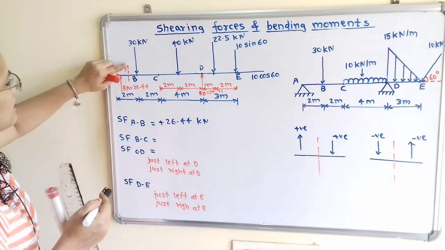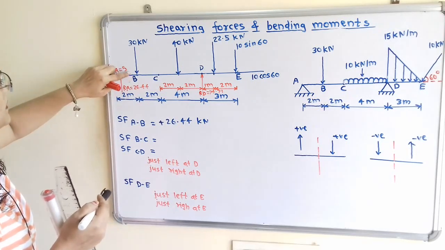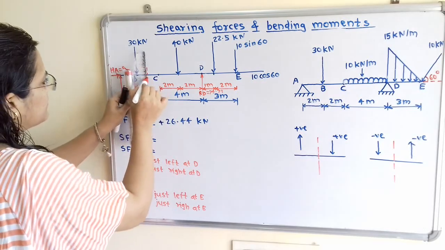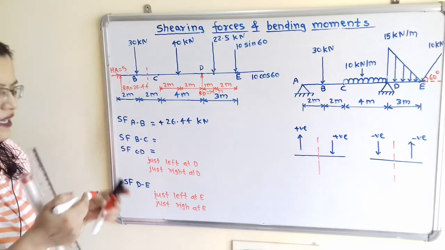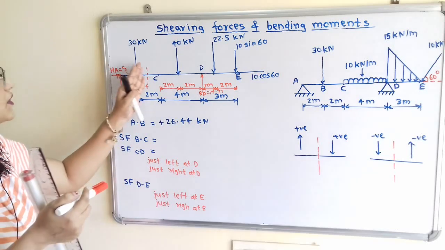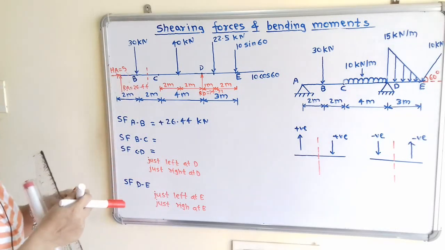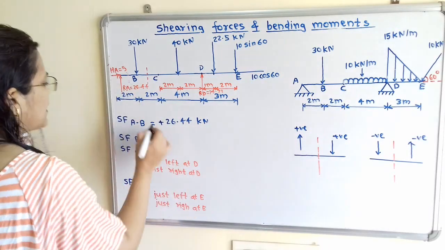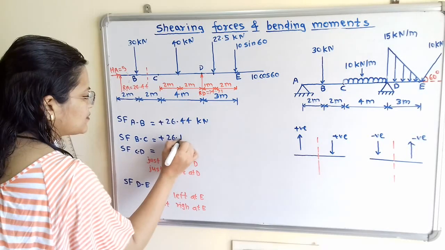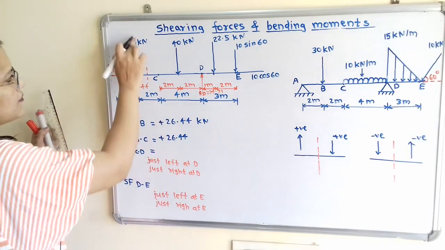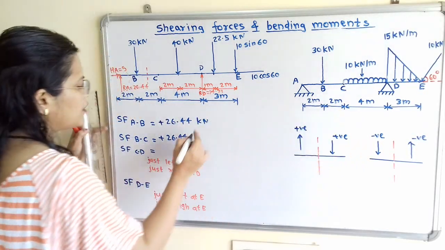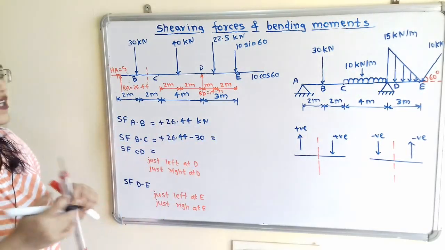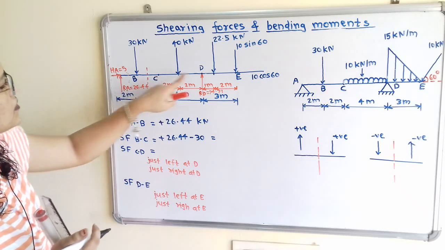Now we will move to the next section, BC. I will consider the section in between BC. Again we will apply the same rule, summation of forces on the left hand side. There is the force which is in upward direction, so we will take positive sign, that is plus 26.44, and the force which is in downward direction we will use minus 30. So we have to calculate this. Now we will move to the section CD.